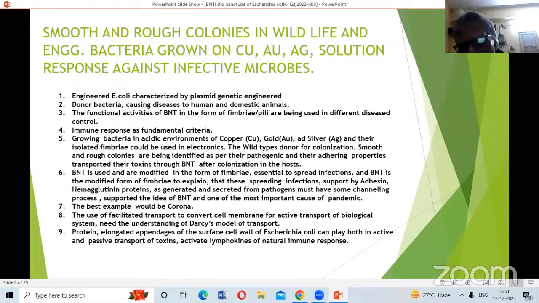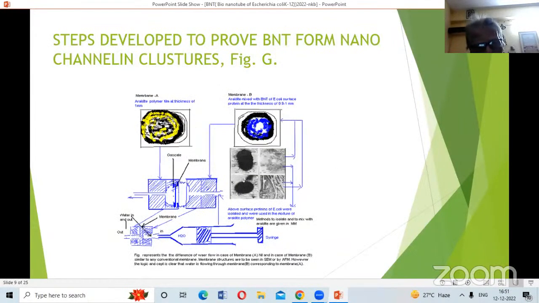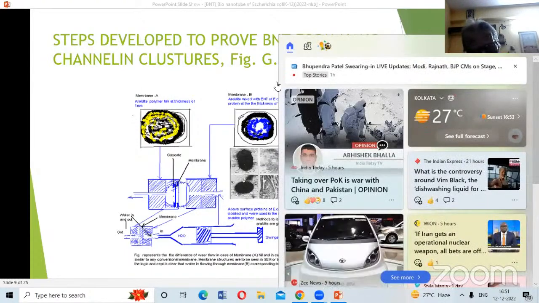Now I move to the process steps developed to prove the BNT from nano channeling clusters. How will you prove it? You have to prove it experimentally, otherwise nobody will believe it. Then I have proved in that process, as you can see, there is a syringe, there is a cassette, and there is a syringe, and I have drawn that there are two types of membrane. All hand drawn, two types of membrane have been involved in the process.